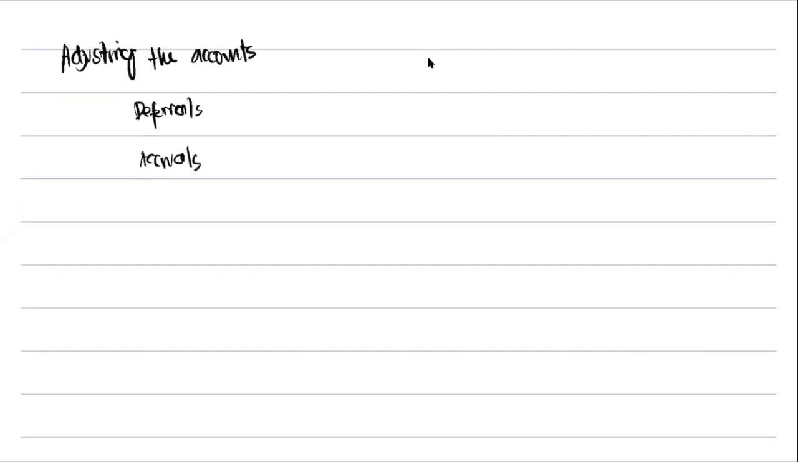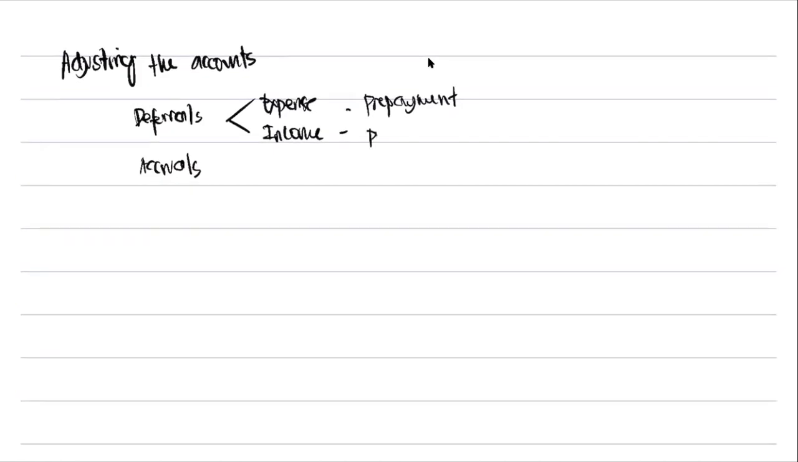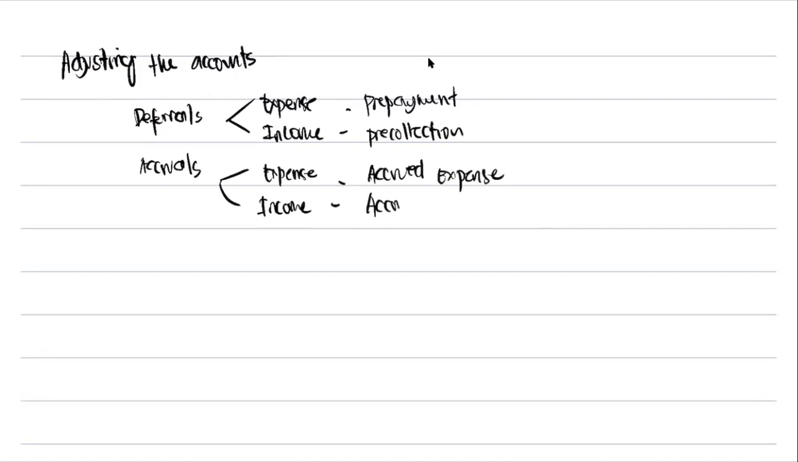For your deferrals, you have either deferrals of expense or deferral of an income. A deferral of an expense is known as prepayment, and a deferral of an income is known as pre-collection. For your accruals, you have accruals of expense and accruals of income. Your accruals of expense is known as your accrued expense, and your accruals of income is known as your accrued income.